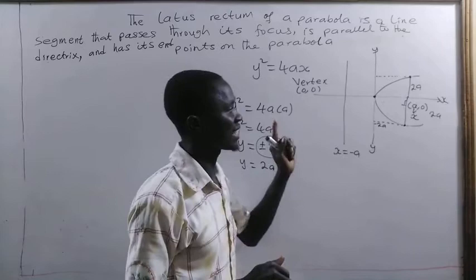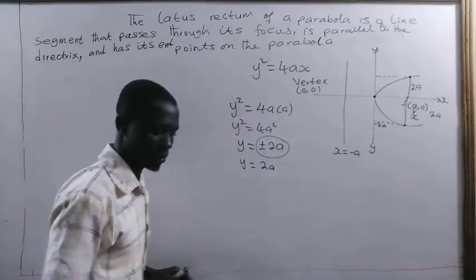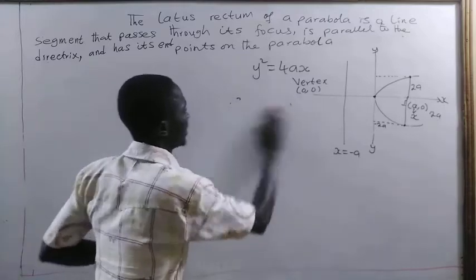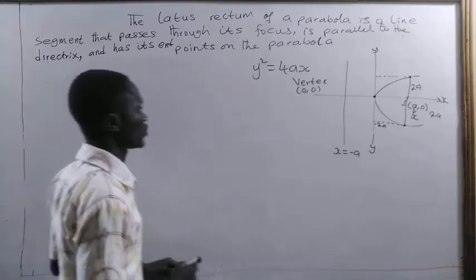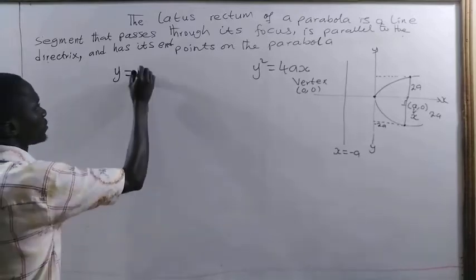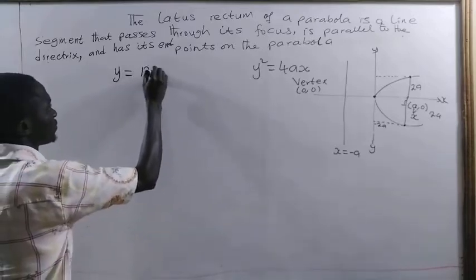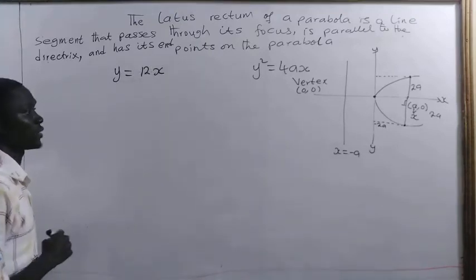With the x-axis as the axis of symmetry. Now, let's look at different forms and let's see how we find the Latus rectum. Now, let's consider y squared equal to 12x. How do we find the Latus rectum and the endpoints of the Latus rectum?